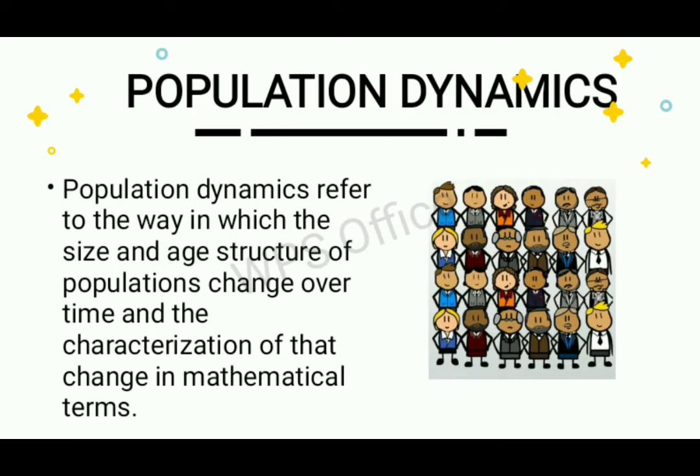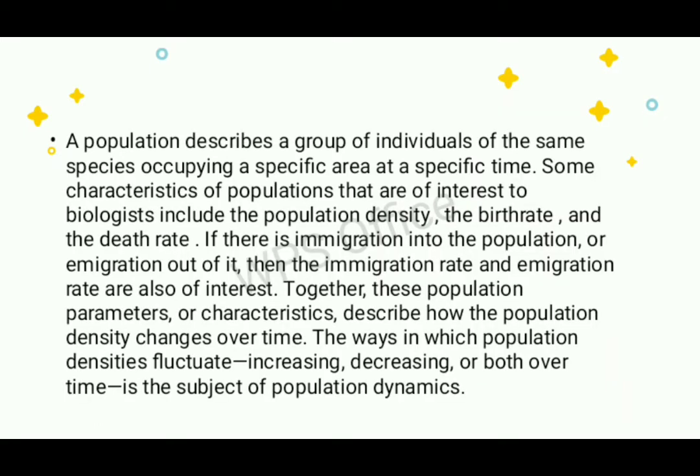Population dynamics refers to the way in which the size and the age structures of populations change over time, and the characterization of the change in mathematical terms. A population describes a group of individuals of the same species occupying a specific area at a specific time. Some characteristics of a population that are of interest to biologists include the population density, the birth rate, and the death rate. If there is immigration into the population or emigration out of it, then the immigration rate and emigration rate are also of interest.